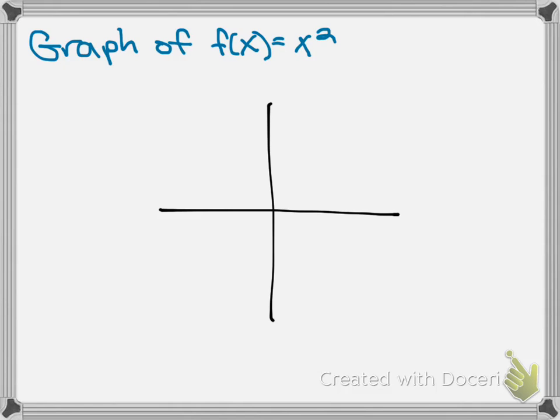So first of all, let's talk about the graph of f of x equals x squared. Obviously, that's not a radical function. That is a parabola that we've already studied. And the graph of f of x equals x squared looks something like this.